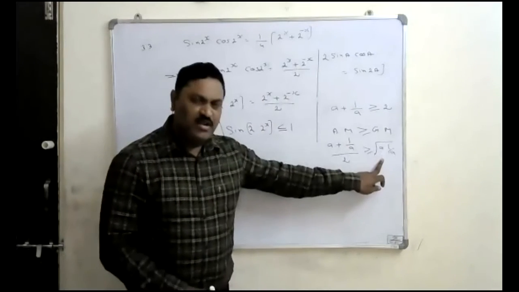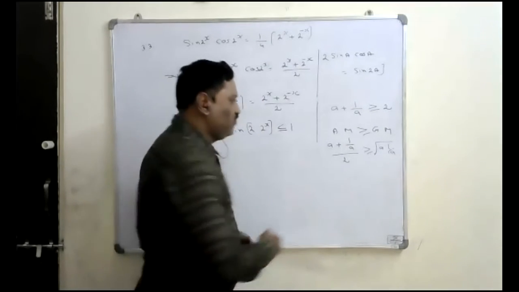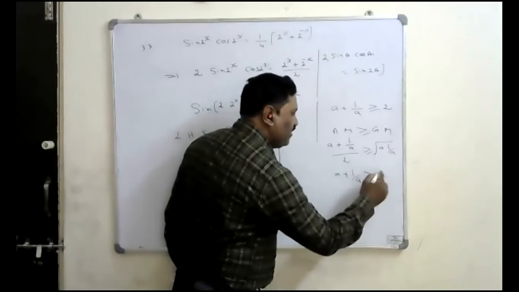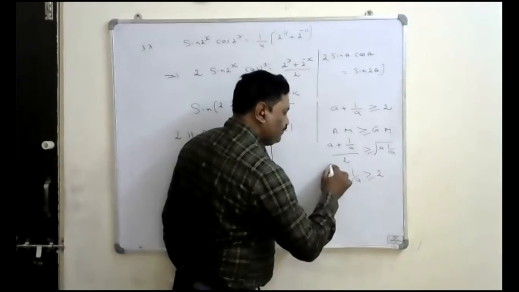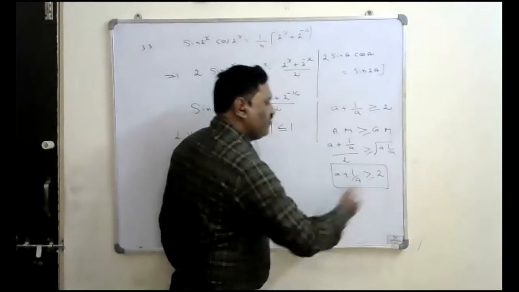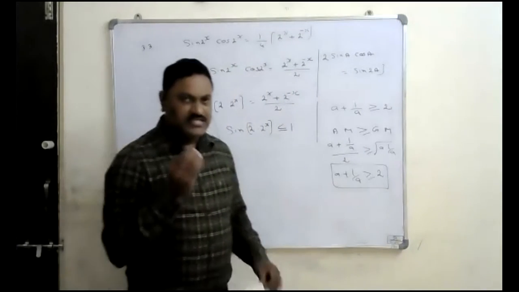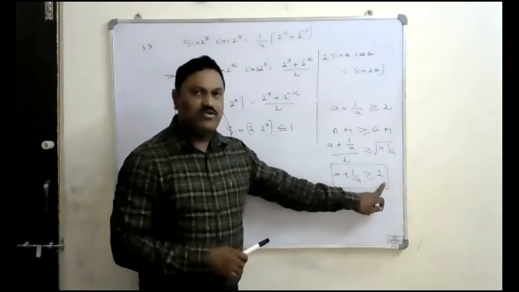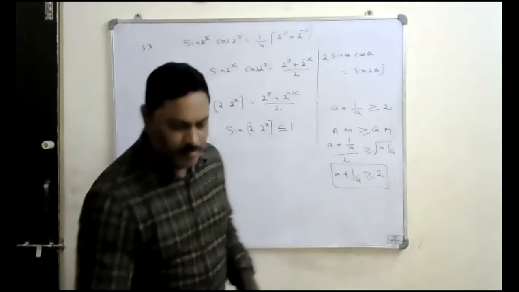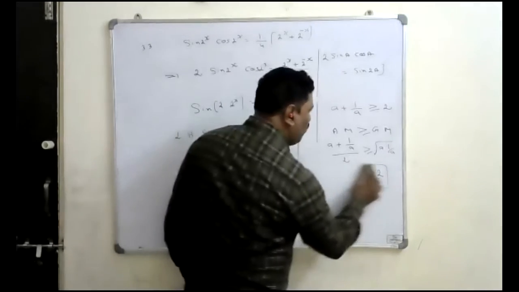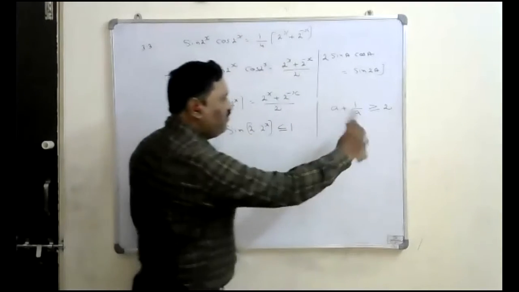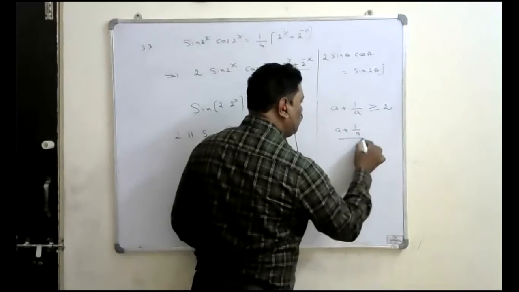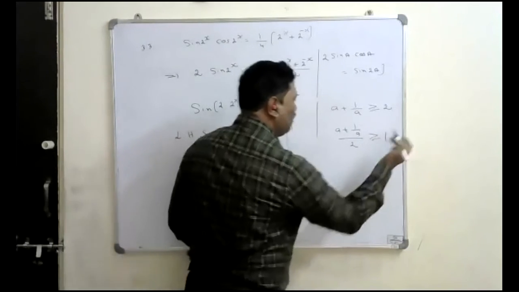GM of the two numbers is the square root of the product of the numbers. So therefore, A plus 1 by A is greater than or equal to, sending this to the other side, 2 into 1, since this value becomes 1. This is the result we have to remember. This is a very, very important result. The sum of a number and its reciprocal is always greater than or equal to 2. So the minimum value is 2. Therefore, if you divide it by 2, then A plus 1 by A by 2 is greater than or equal to 1.